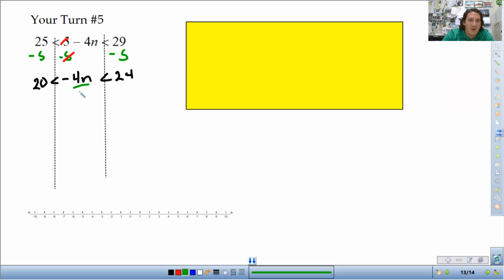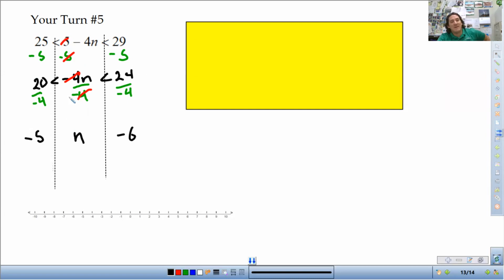Then I need to divide both sides, or the middle, by negative 4. And so whatever I do to the middle, I got to do to both sides on the outside. I'm doing that to eliminate the negative 4 in the middle. So times negative 4 divided by negative 4 cancels out. All I'm left with is n. 20 divided by negative 4 is negative 5. 24 divided by negative 4 is negative 6.